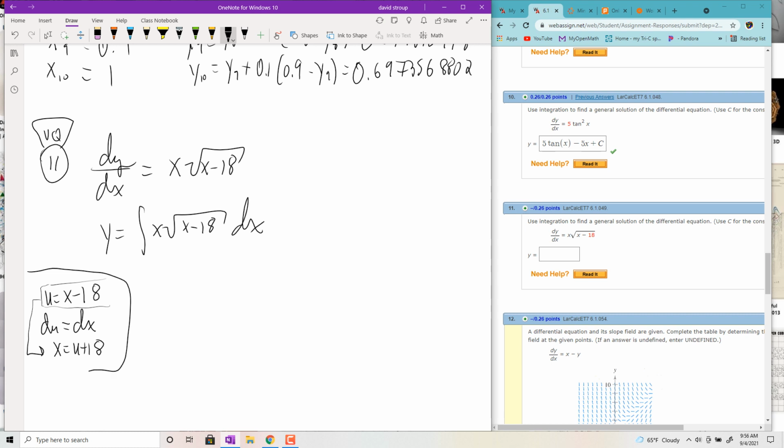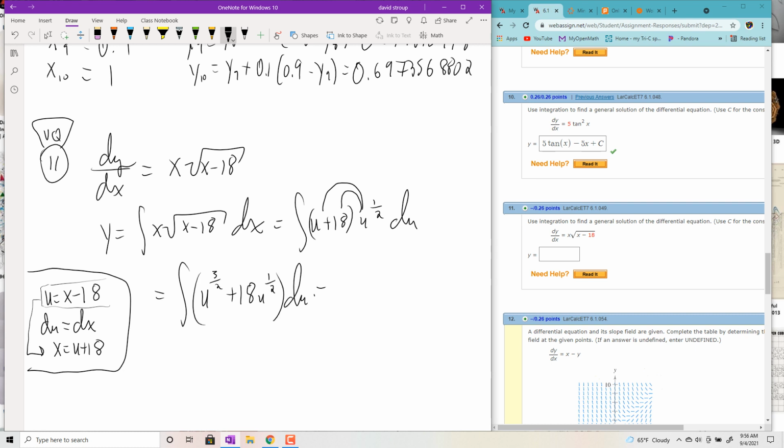And then you could go ahead and rock and roll, right? So replace x with u plus 18. Then you have the square root of u, or let's write it as u to the 1/2, right? And then you have dx, which is just du, and then you have to distribute. So the integral of u to the 3/2 plus 18 u to the 1/2 du.